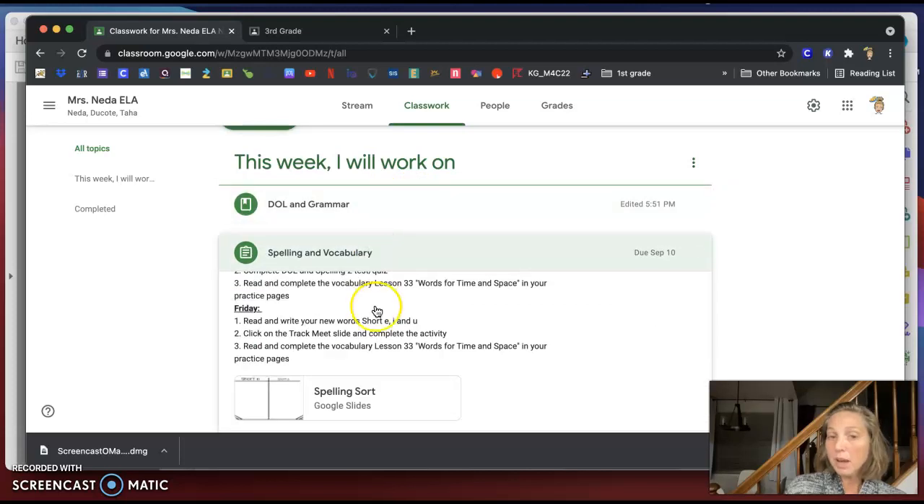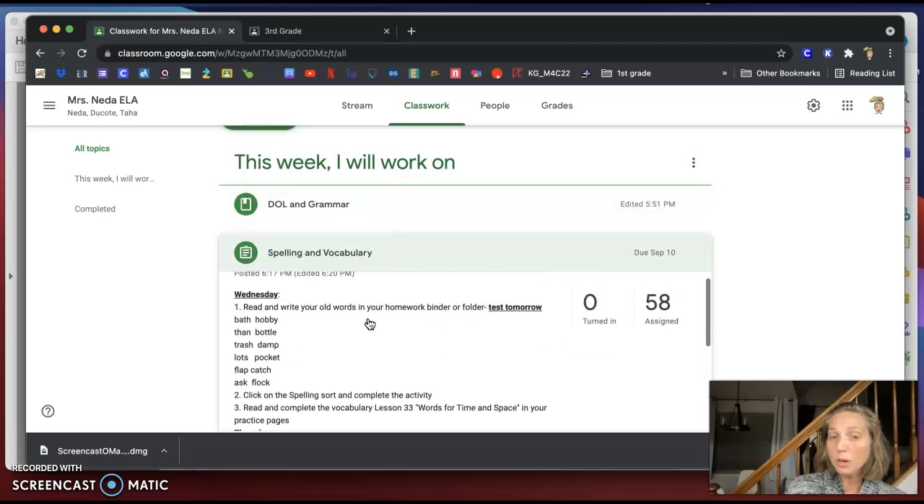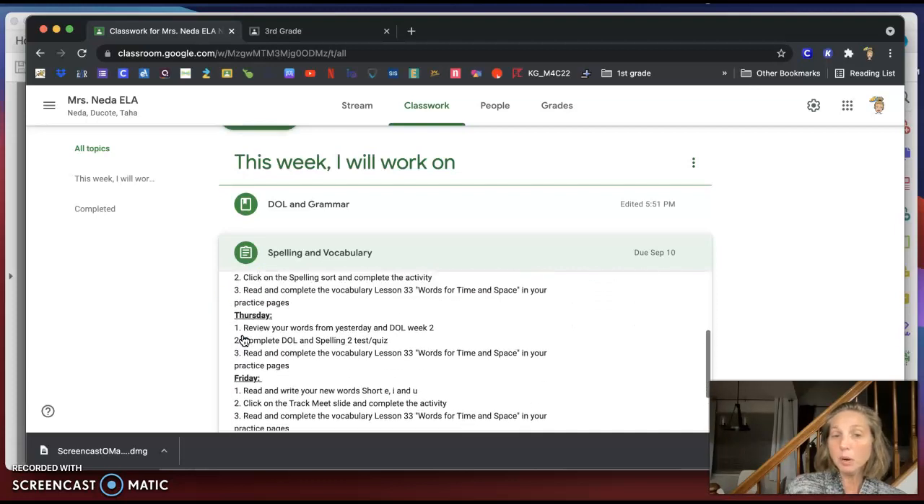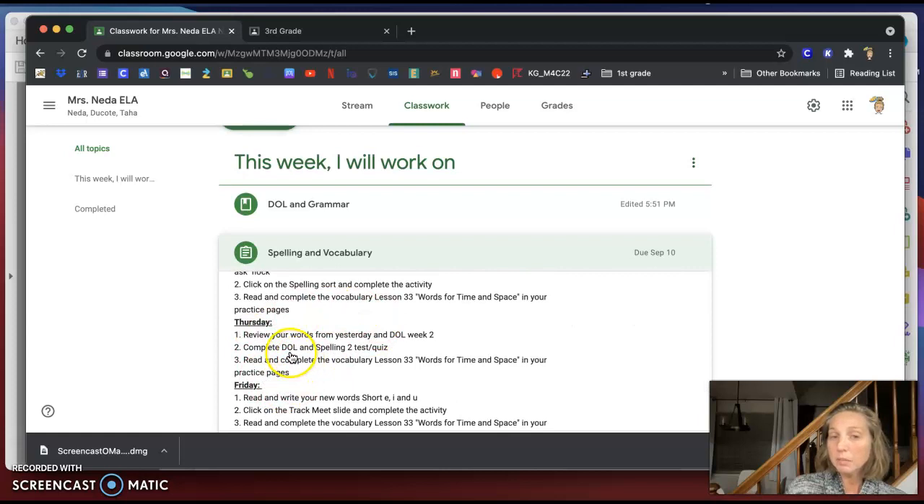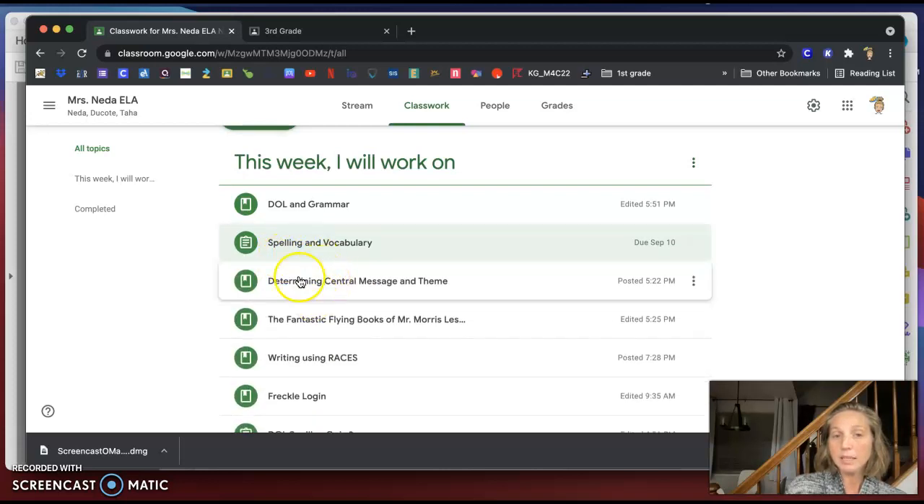Your spelling and your vocabulary. Your old words are right here. You need to practice your old words for your test on Thursday. And then your new words, I'm going to list them on your new words Thursday. So I'll put your new words here after we do the test.